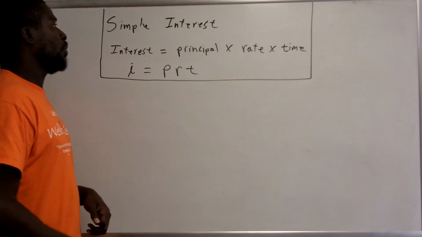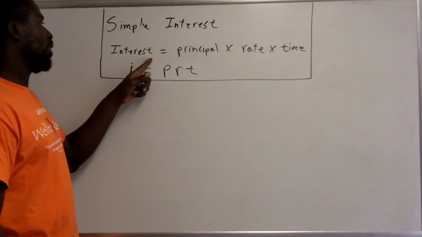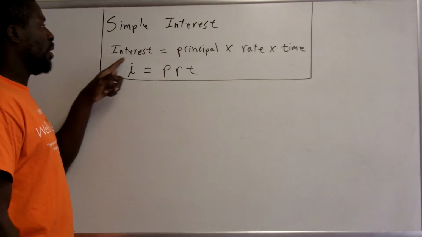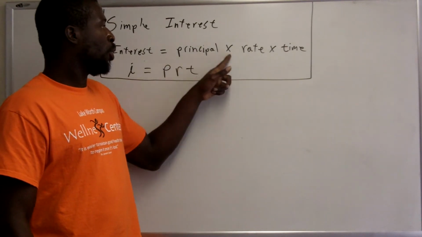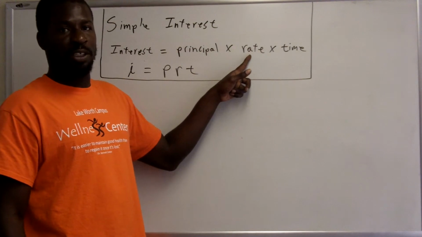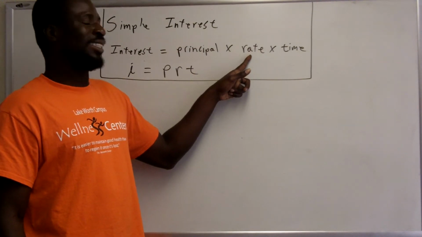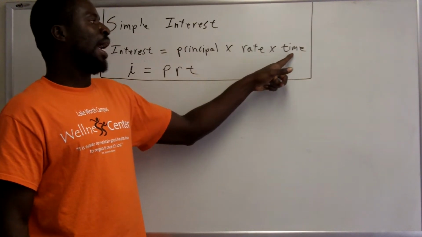So, with simple interest, the interest or the amount of money you pay is going to be equal to the principal, which is the amount of money you borrow, multiplied by the interest rate, the rate of interest, which is represented as a decimal, multiplied by the time.